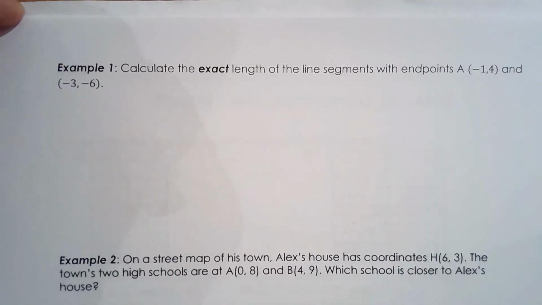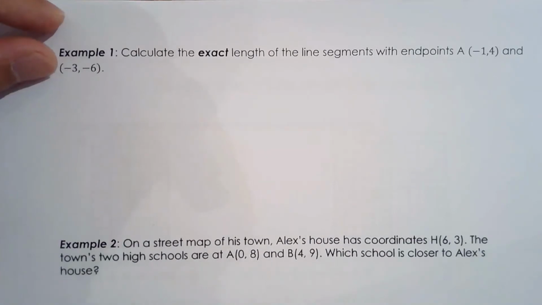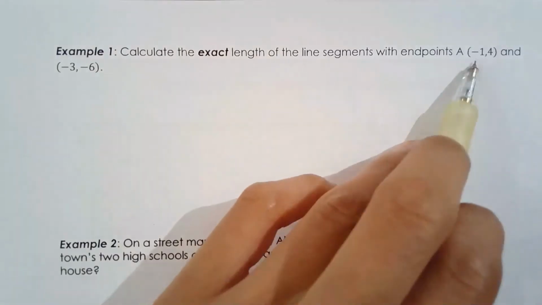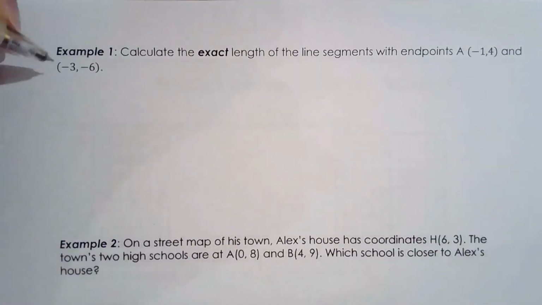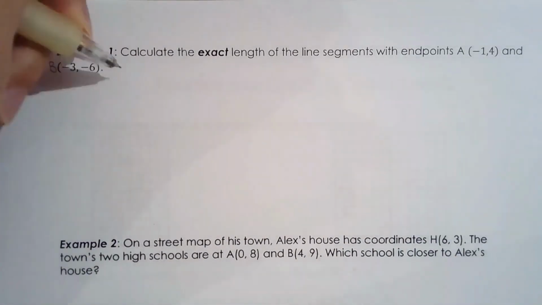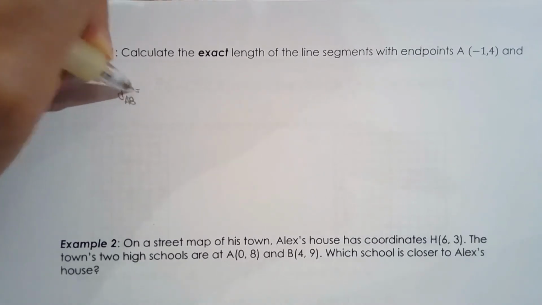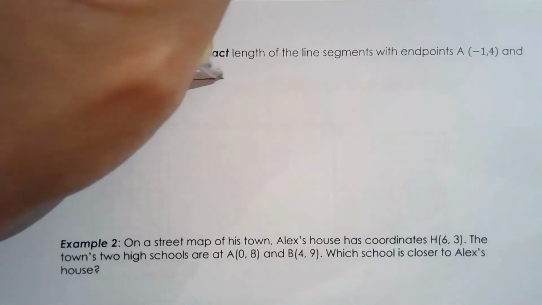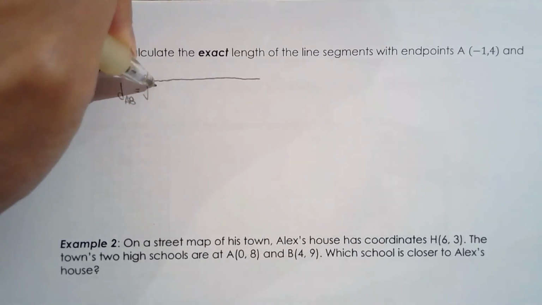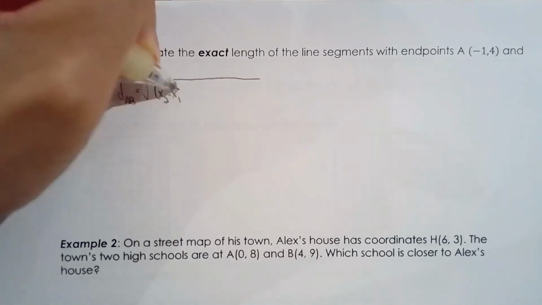Let's get some practice in here. Calculate the exact length of the line segment with endpoints (-1, 4) and (-3, -6). I'm just going to put an A and a B here. We should always label our endpoints. So we'll do D sub AB, which is the length of the line segment. I'm going to copy down the formula first.